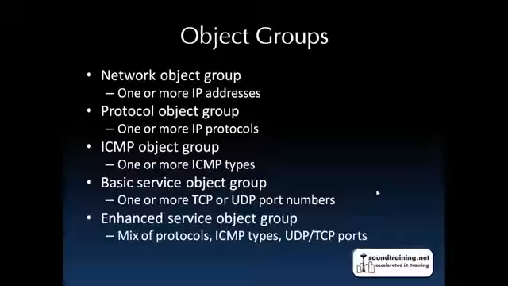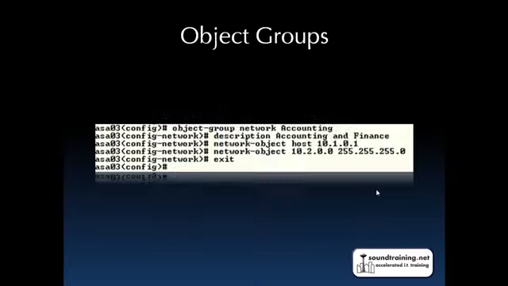Protocol objects are things like TCP, UDP, IP, ICMP. ICMP object groups: maybe you only want to allow, say, ICMP echo and echo reply. Well, this is a way to do it. Basic service object groups, one or more TCP or UDP port numbers, port 80, 443, 53, 22, and so on. And then finally, the enhanced service object group, which is a mix of all of the above. Let's take a look at how we might use it.